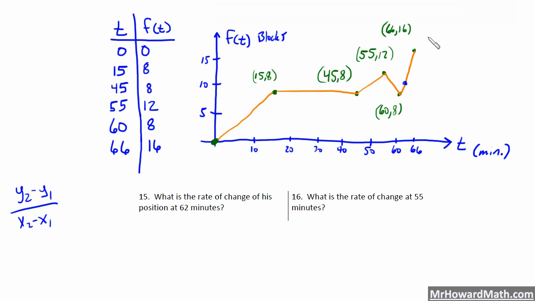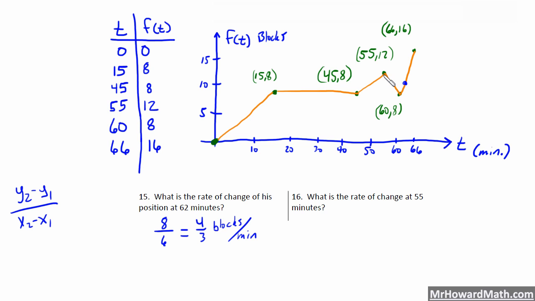So the change in y is going to be 16 minus 8, so that's just 8, over the change in x, which would be 66 minus 60, so that's just 6. So it's 8 over 6, which equals 4/3. We could also write that as a decimal, but that would be more complicated than just leaving it as 4/3. And then we need to put our units on here, so that'd be blocks per minute. So 4/3 would be the answer there. All right, 16. What is the rate of change at 55 minutes?